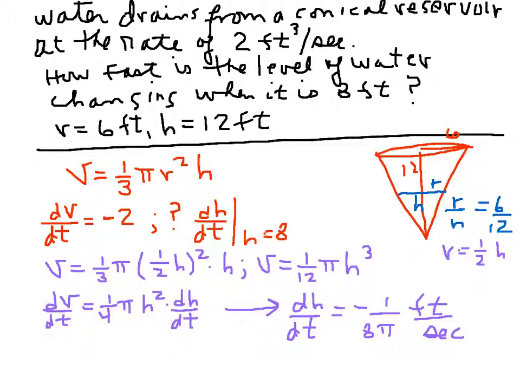And in passing, let me point out, please, that this condition that h is equal to 8, we didn't use that condition until after we took the derivative. So here's the derivative, and here at this point we'll put in minus 2 here and 8 here, and then solve for dh/dt. Okay, so that's our first example.